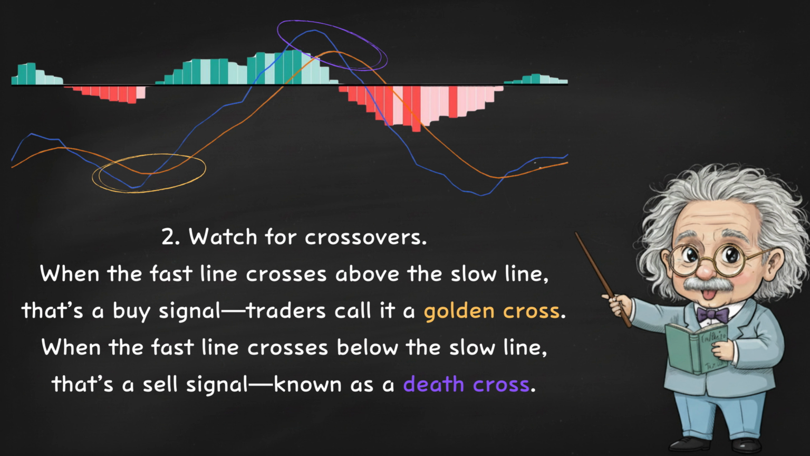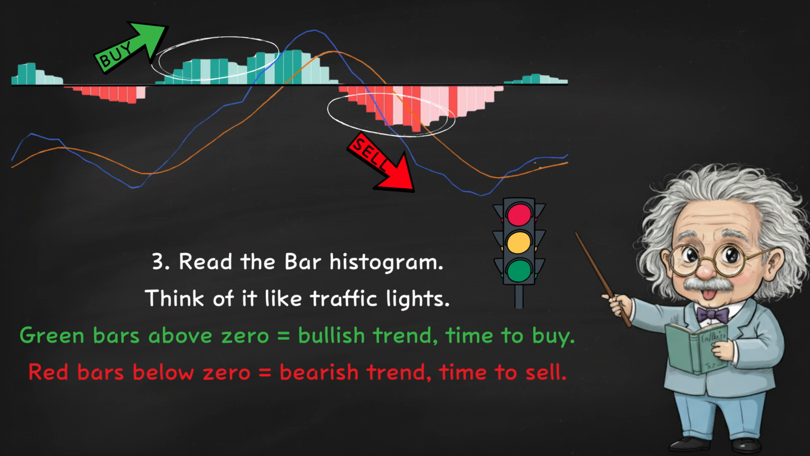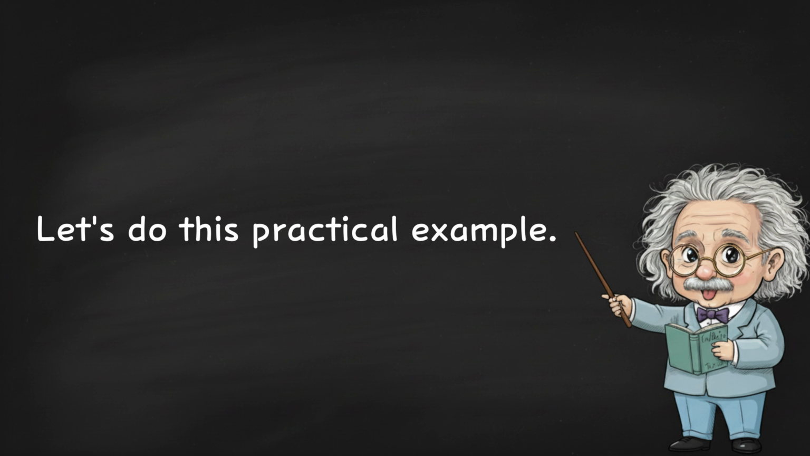2. Watch for crossovers. When the fast line crosses above the slow line, that's a buy signal. Traders call it a golden cross. When the fast line crosses below the slow line, that's a sell signal, known as a death cross. 3. Read the histogram. Think of it like traffic lights. Green bars above 0 equals bullish trend. Time to buy. Red bars below 0 equals bearish trend. Time to sell.